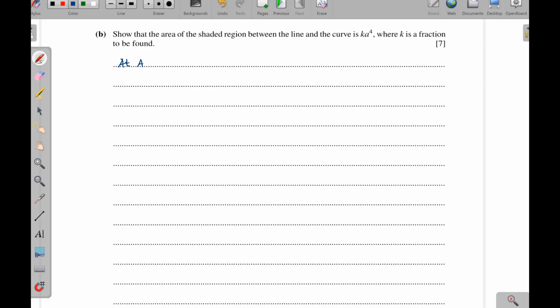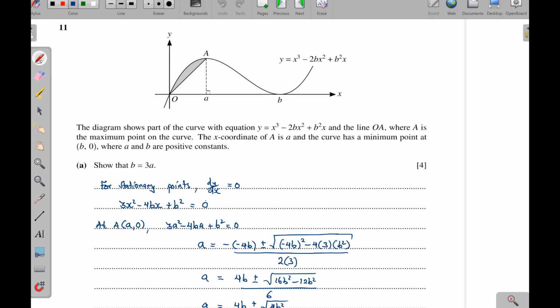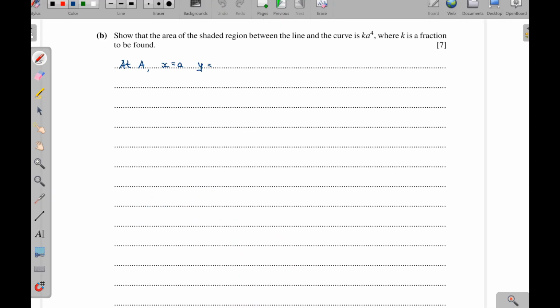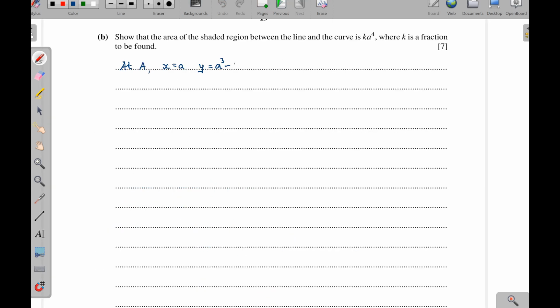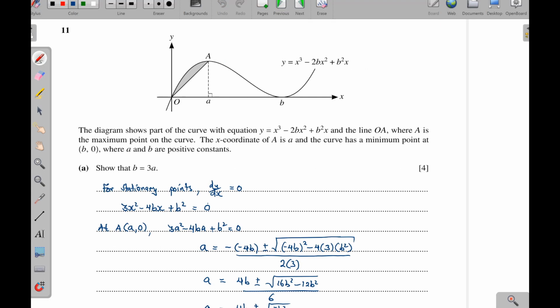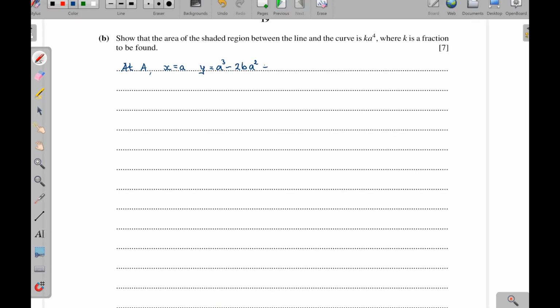At a, x is equal to a. So what will be y? y is going to be, we have x cubed, so our x is a, a cubed, minus 2b times x squared, that will be a squared, and then plus b squared, times the a. So this one will actually become, this is a cubed.